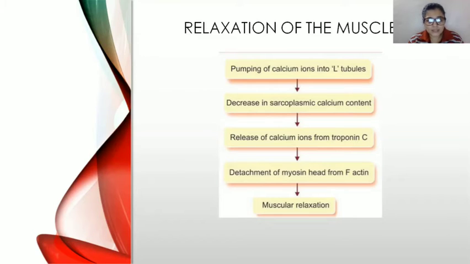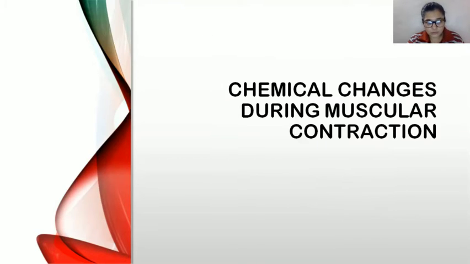So we can see this is the opposite process as compared to contraction. In contraction, the L tubules were releasing the calcium, and in case of relaxation, the calcium ions were pumped again inside the L tubules. So this is relaxation of muscle.